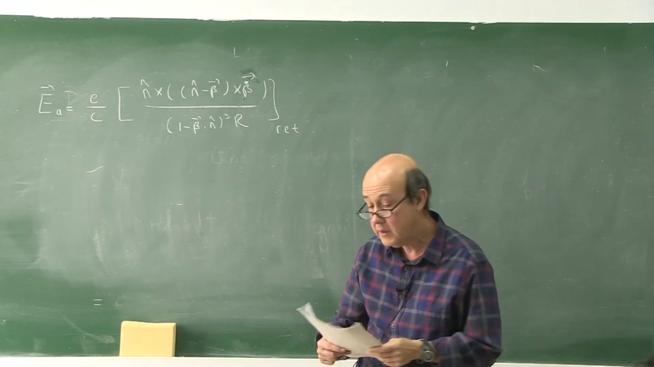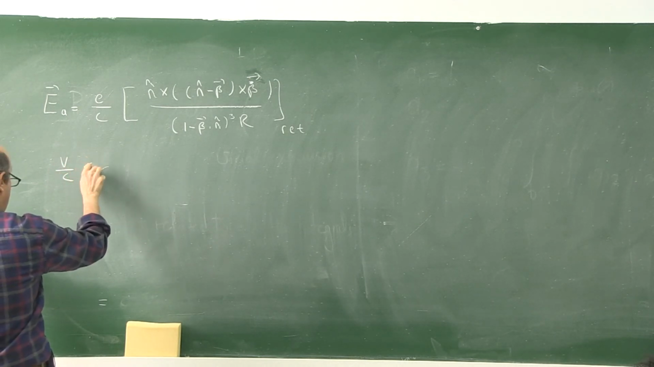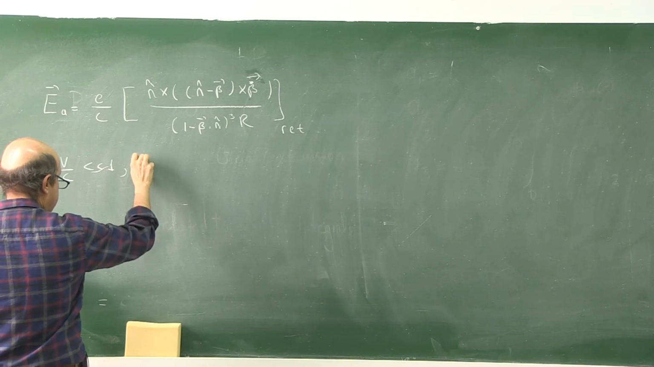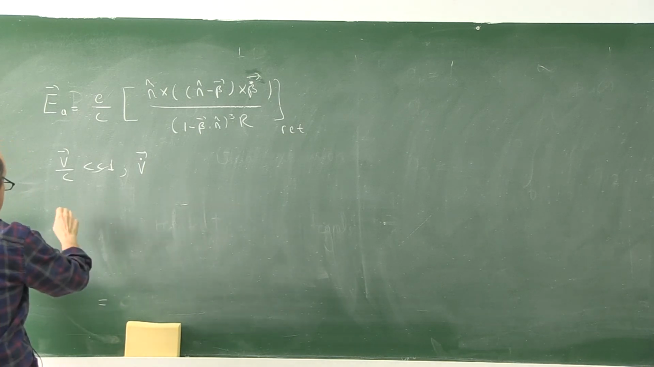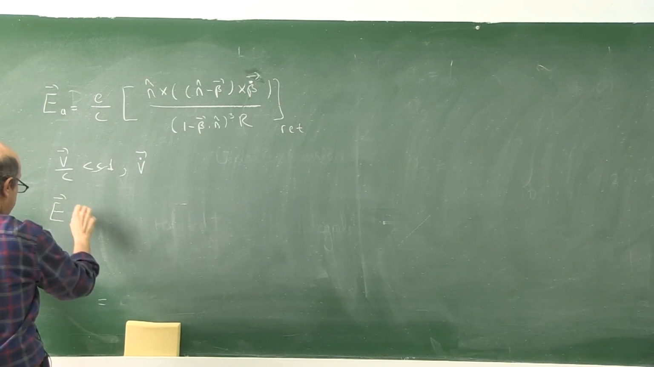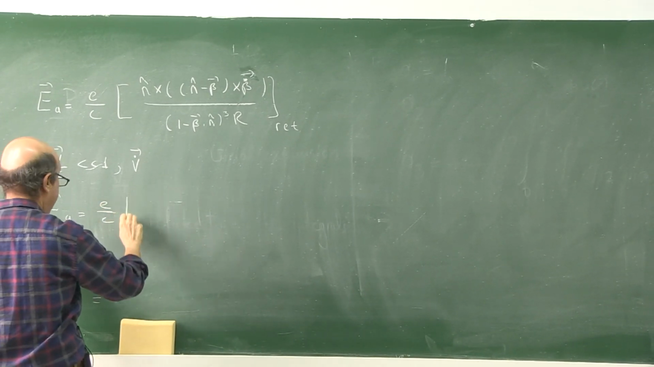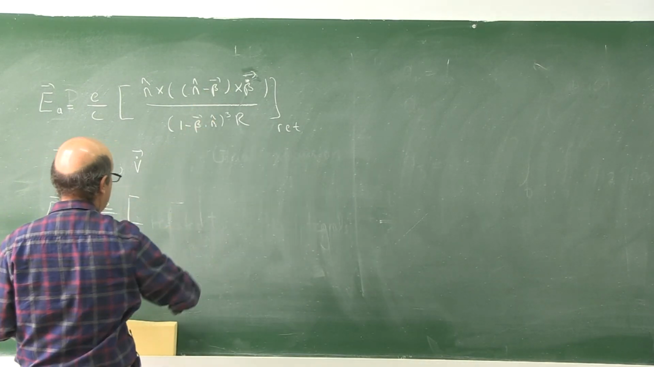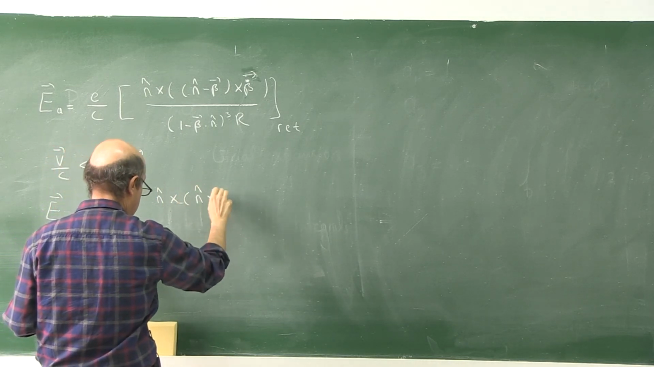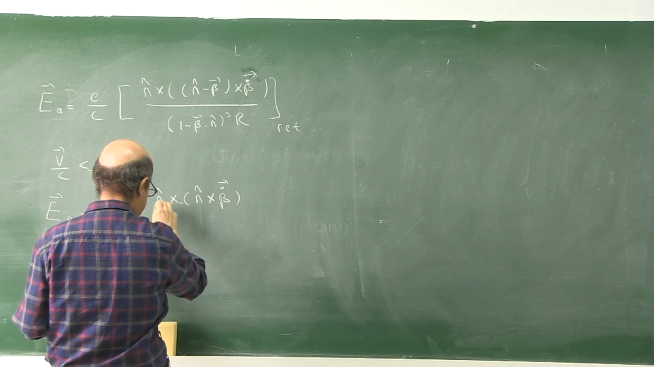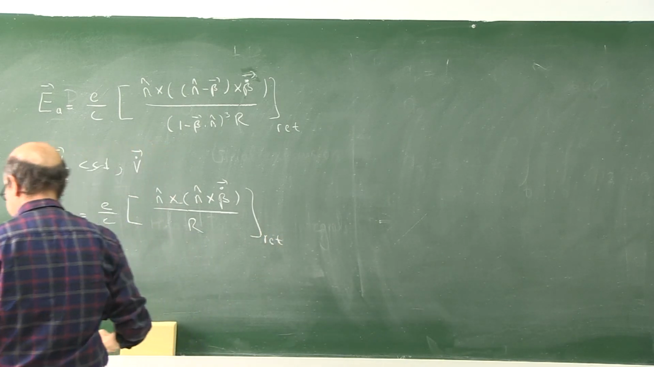Then last time we said that if the speed is low and if there is an acceleration, then we can write the electric field of the accelerated charge as E over c. So beta is low, and that will be n cross beta dot divided by r, and this is evaluated at retarded time.